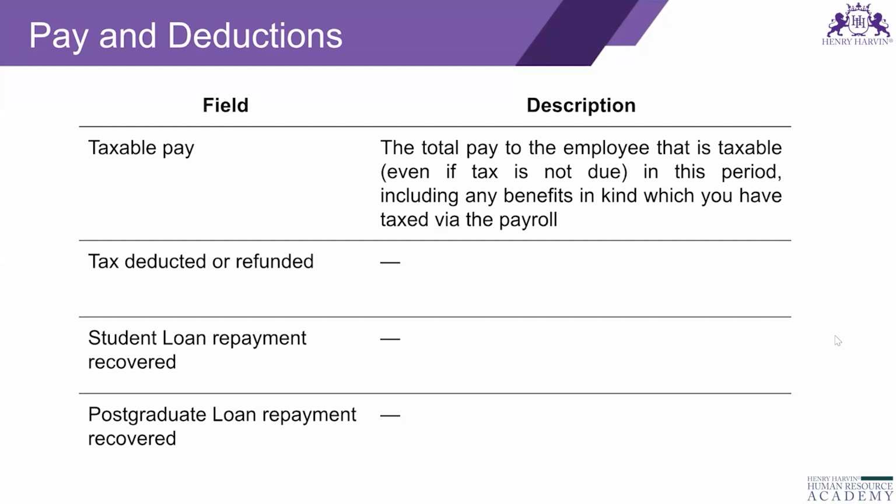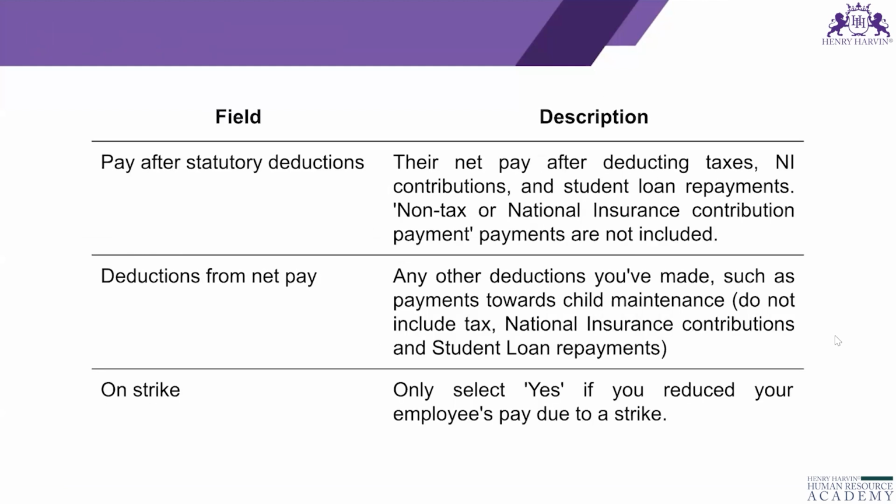So the plan type is mentioned in another column, so you don't need to mention the plan type here. And even HMRC has the record of which plan the employee has. So there are multiple ways where HMRC can get the information. Pay after statutory deductions is their net pay. This will be the net pay, after deducting taxes, NI contribution and student loan repayments, and if there is any other deduction, like a court order, child maintenance.